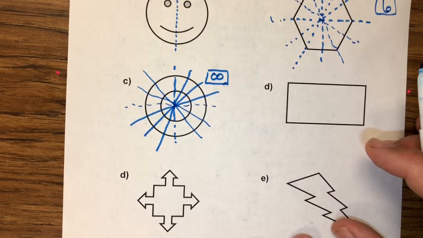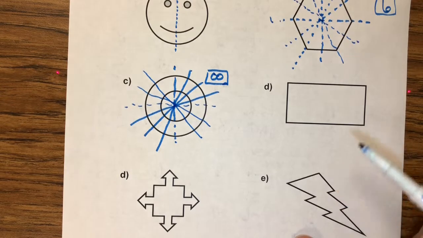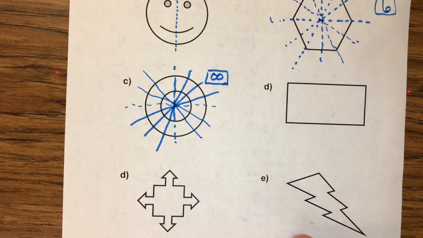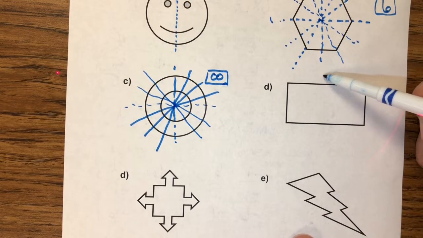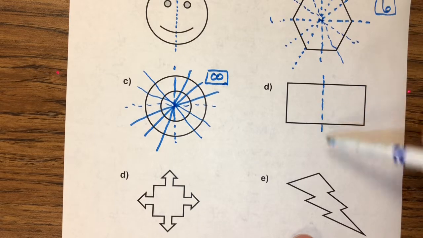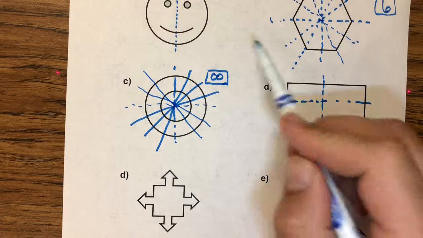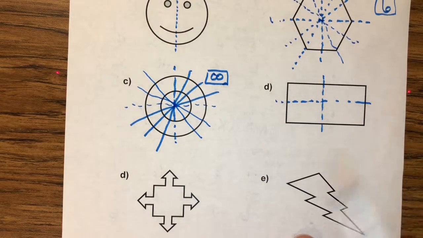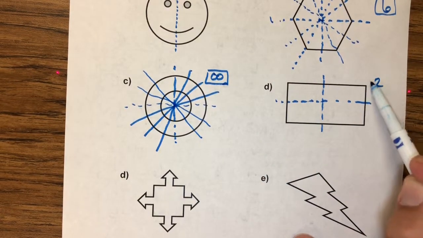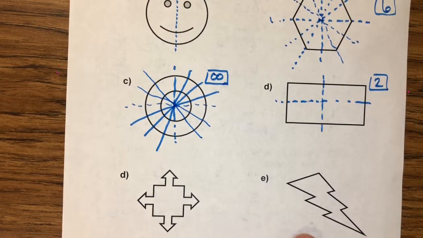The rectangle, just like your sheet of paper, how many ways can you fold it and all the lines match up? Well, you can fold it hamburger style, and then you can fold it hot dog style, but you can't fold it diagonally because the corners won't match up. There's only 2 lines of symmetry here.